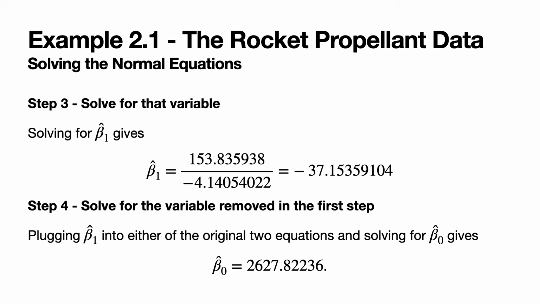The fourth step is to solve for the variable removed in the first step. The variable removed in the first step was beta 0 hat. And so we plug the value that we now have for beta 1 hat into either of the original two equations and then solve the resulting equation for beta 0 hat. And when we do that, we get beta 0 hat equal to 2,627.82236.